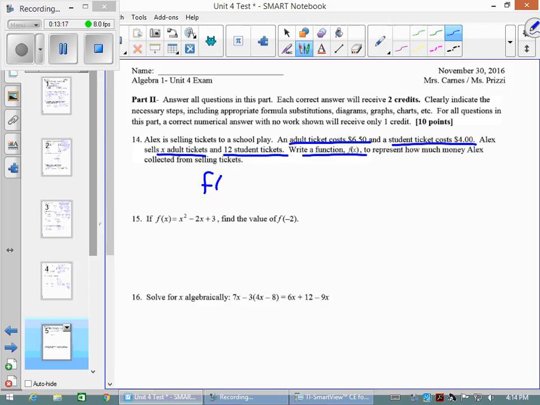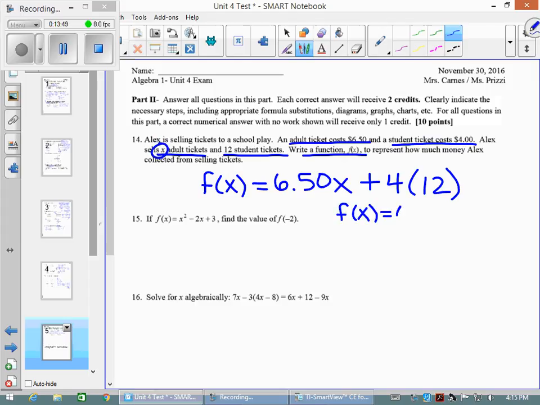So they're telling me that an adult ticket costs $6.50, and they sold X adult tickets. So 6.50 times X would tell me how much money I earned from adult tickets. They also sold student tickets. They sold them for $4, and they sold 12 of them. This would be enough to get 2 points on this question. If you did go ahead and simplify, because you can actually multiply the 4 and the 12, you also would have gotten full credit if you wrote 6.5 or 6.50x plus 48. But either of these was acceptable. You just had to write it out in function notation.